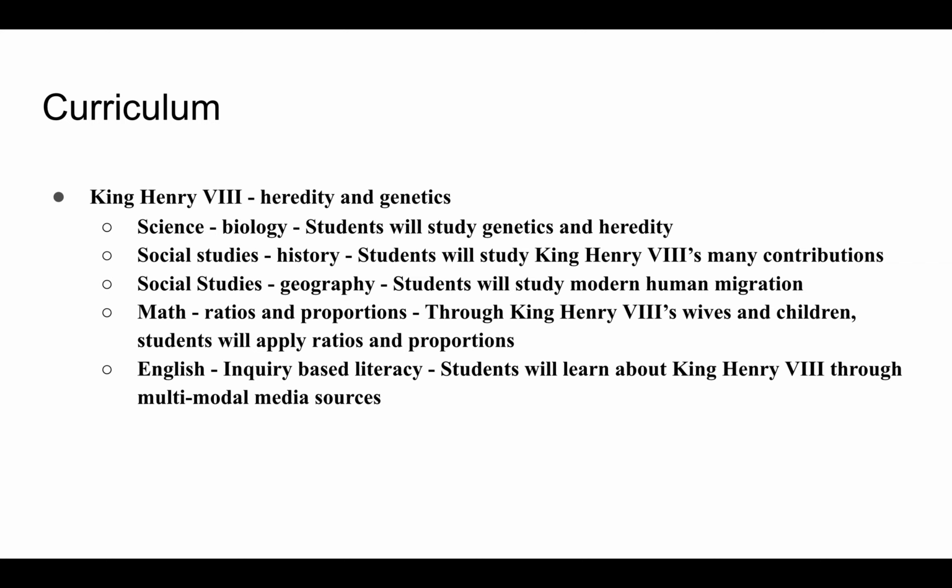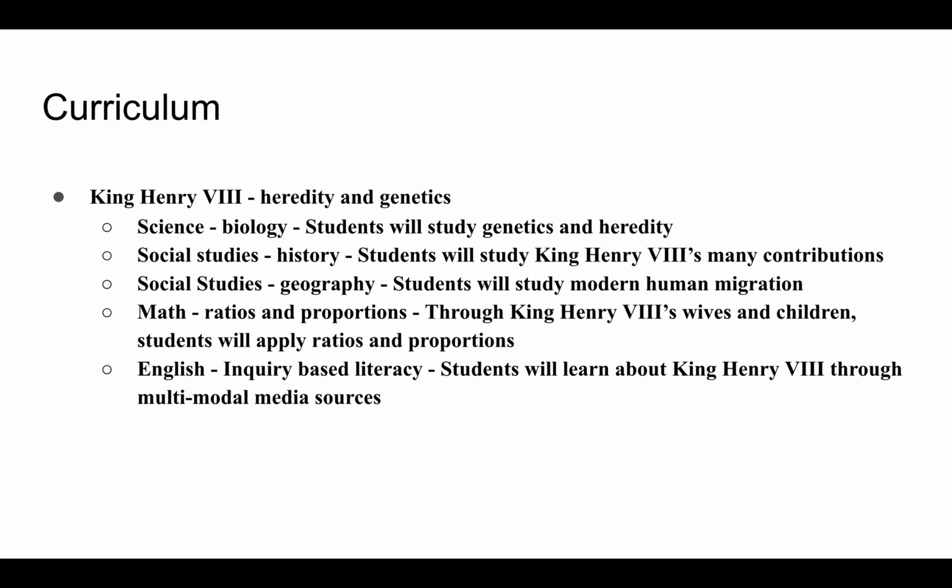So the curriculum for this lesson, we chose to base our lesson on King Henry VIII. To connect it all for science, we had biology, so students will study genetics and hereditary. We connected that because the main reason King Henry killed his wives was because he felt it was their fault that the women were not producing male heirs. So we'll talk about genetics and how all of that works and interconnects.